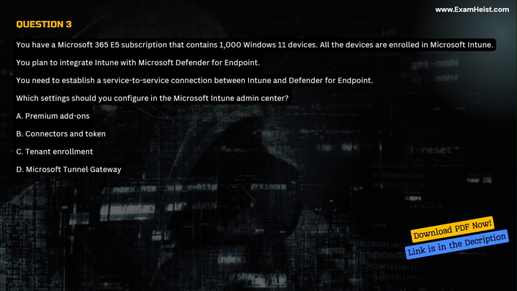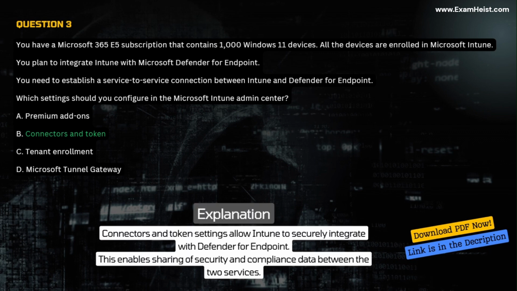A. Premium add-ons. B. Connectors and token. C. Tenant enrollment. D. Microsoft Tunnel Gateway. Correct answer B. Connectors and token. Explanation. Connectors and token settings allow Intune to securely integrate with Defender for Endpoint. This enables sharing of security and compliance data between the two services.